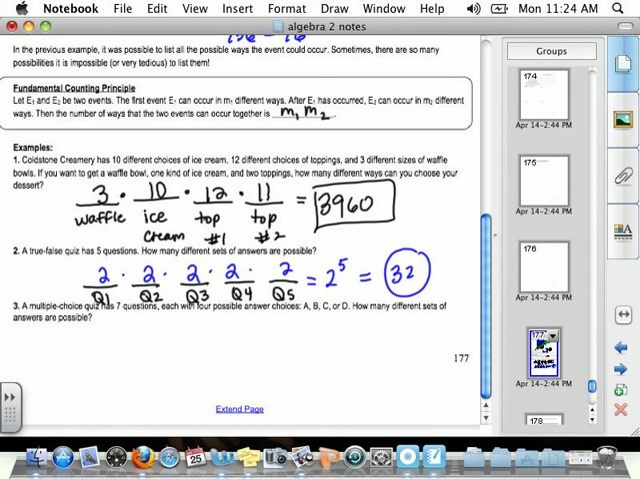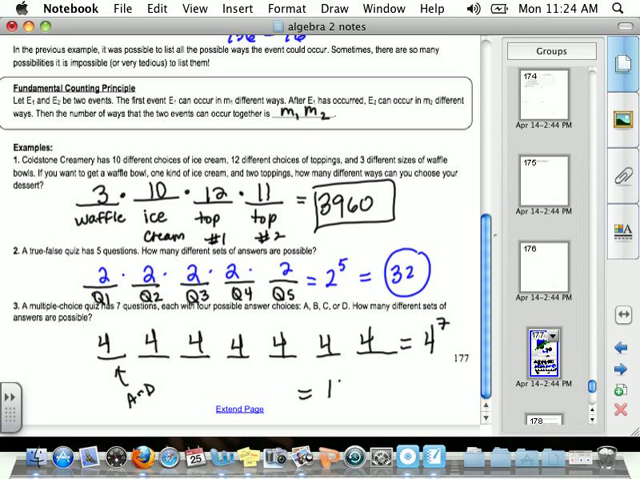All right, 7 questions. We have A, B, C, or D as our choices. So how many sets of answers are possible? So 4 choices for the first, 4 choices for the second, right? A through D. So it's 4 to what power? 7. It is not 7 to the 4th. That's the biggest mistake I'll see people do on this. They'll flip them. So 4 to the 7th. 16,384. Make sense? Next up.